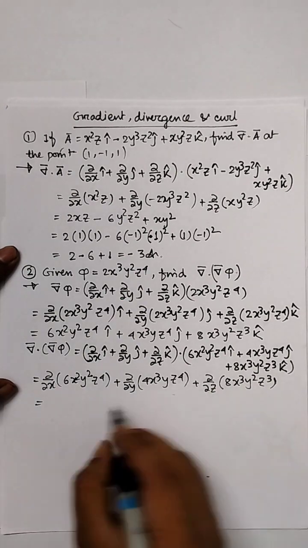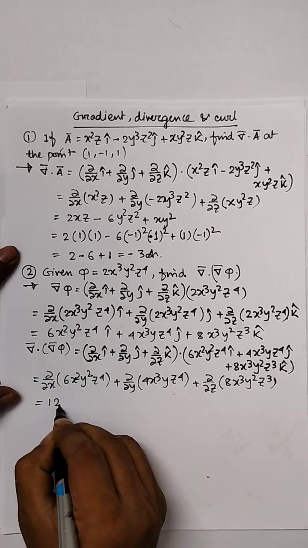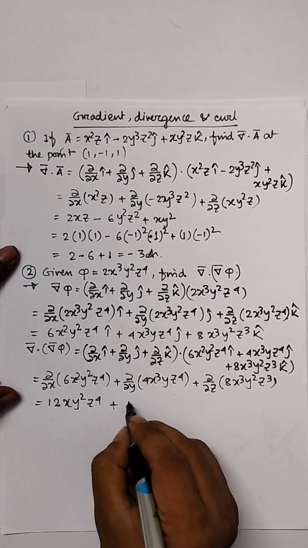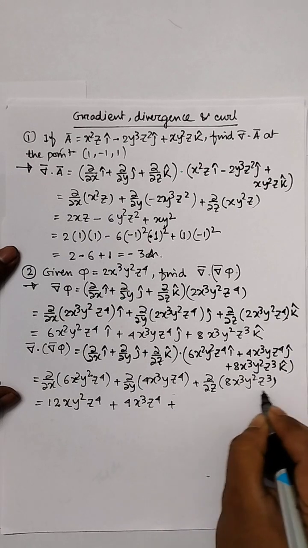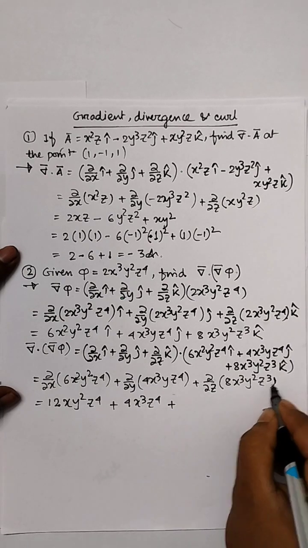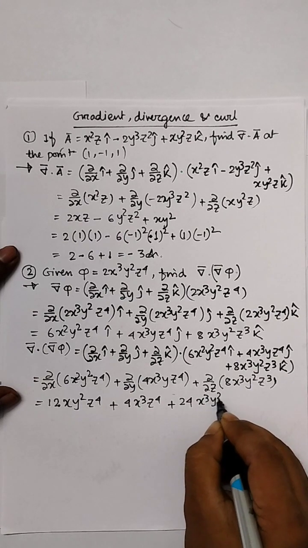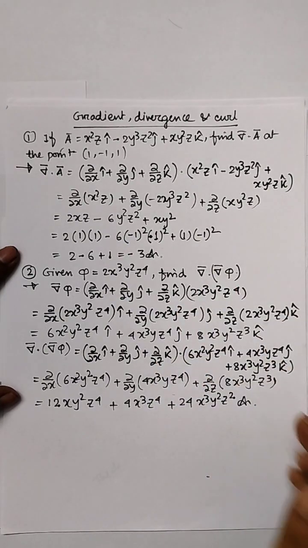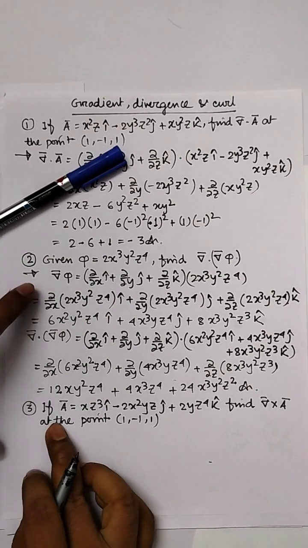Now differentiate each term. First differentiate with respect to x, that means 12x y squared z to the power 4, plus differentiate with respect to y, so 4x cubed z to the power 4, plus differentiate with respect to z, that means 3 multiplied by 8, 24 x cubed y squared z squared. So this is the answer of del dot del phi. The third numerical is related to the curl.